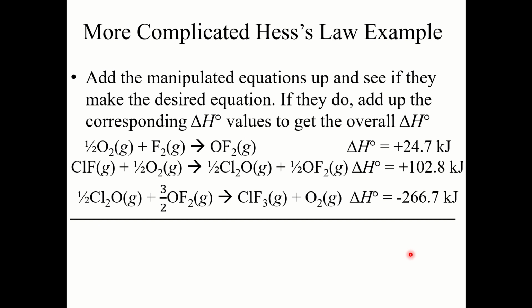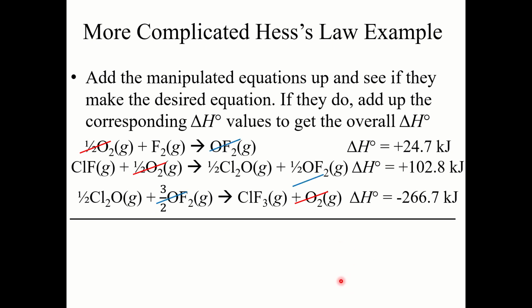Now what we need to do is add the manipulated equations up and see if they make the desired equation. If they do, add up the corresponding delta H values to get the overall delta H. So here are my 3 equations, and I'm going to add them up. What you want to look for is intermediates that cancel. So we've got 1/2 O2 and 1/2 O2 on the left side of the equations, and I've got 1 O2 on the right side. So those 2 halves cancel with that 1 O2.